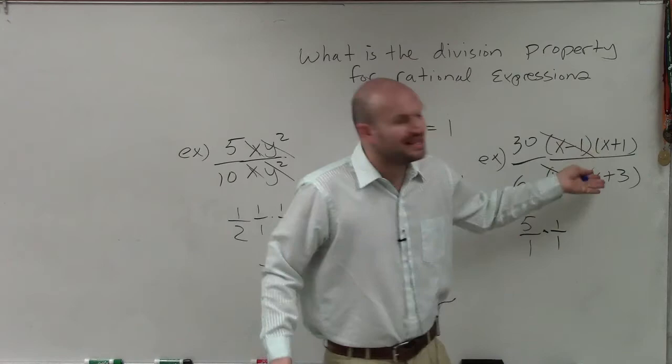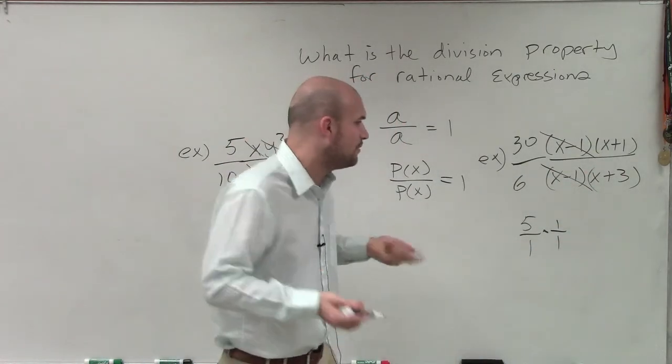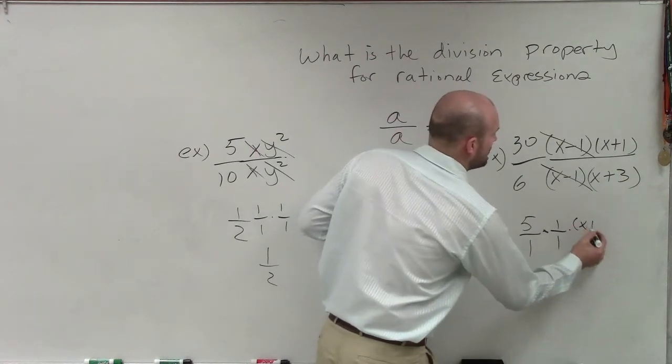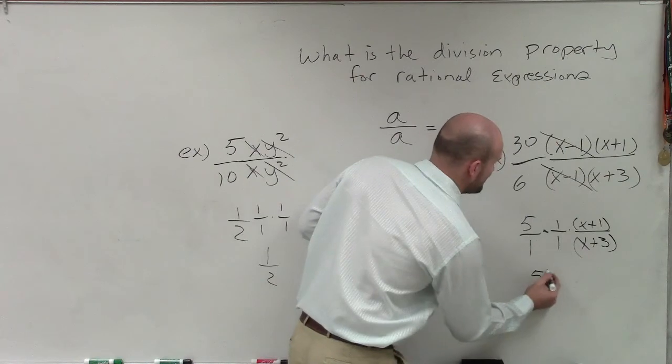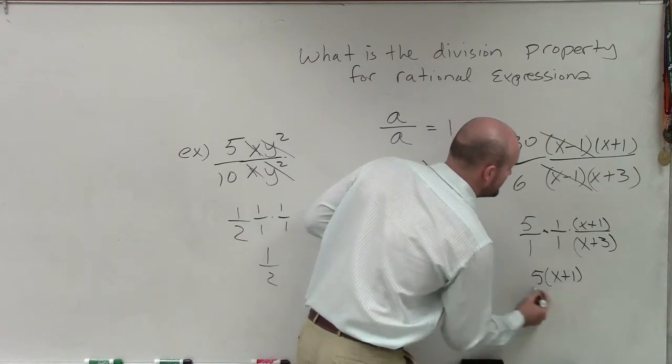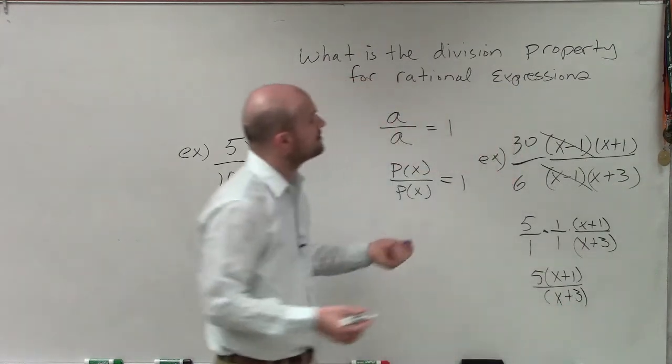However, the x plus 1 and the x plus 3, those are not the same. So we cannot divide them into 1. So those are just going to remain a part of our expression. So my final answer would be 5 times x plus 1 divided by x plus 3. And that's going to be your final simplified answer.